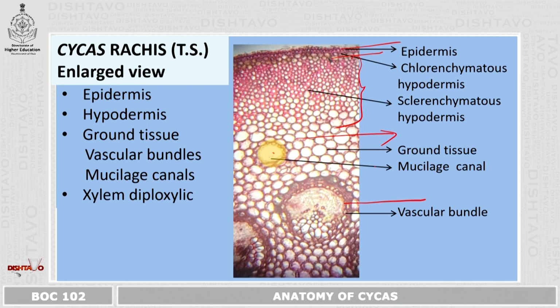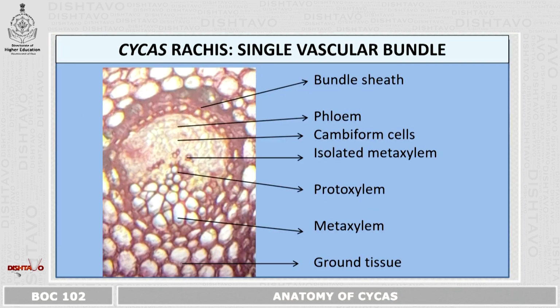And the xylem here is diploxylic in nature. This is the single vascular bundle seen in the rachis of Cycas. Each bundle has bundle sheath cells around it. The vascular bundles are conjoint, collateral, and open type.